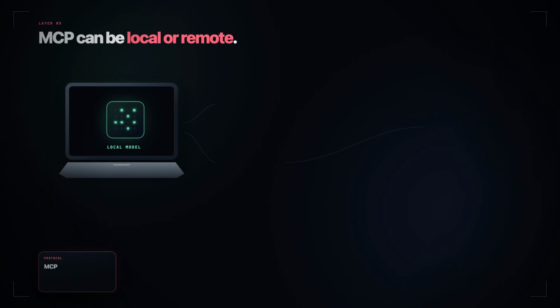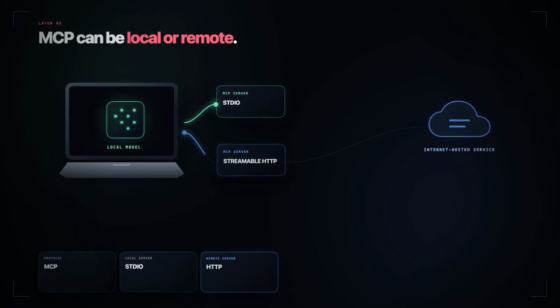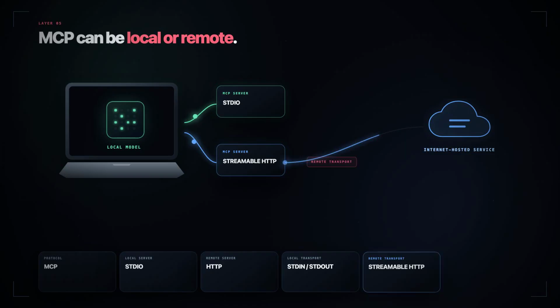An MCP server can run locally using communication between processes on the same computer. But MCP servers can also be remote and communicate over HTTP. The official MCP architecture describes both local servers using standard input and output and remote servers using streamable HTTP. Remote MCP servers can expose internet-hosted tools, services, and data sources to an AI application.